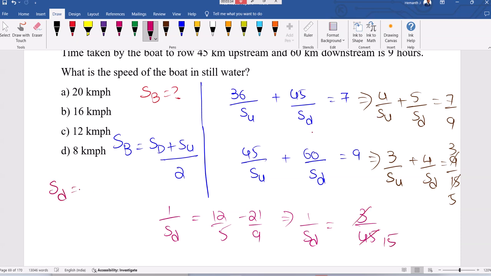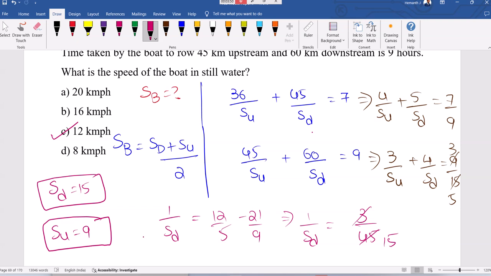Speed of downstream we got as 15. If it is 15, this is 3. We required 4, so SU is 9. Upstream is 9, downstream is 15. Adding those and dividing by 2 is 12 km per hour.